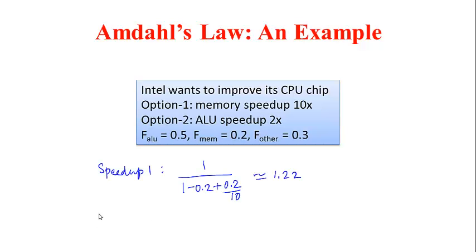If we do the arithmetic, we will find that the speedup in the first case is about 1.22, which is 1 over (1 minus 0.2 plus 0.2 by 10), and in the second case it would be 1 over (1 minus half plus half by 2), which is the factor of speedup here, and this would be 1.33. So clearly the second option is better. So we see that even though the first option gives a factor of 10 speedup, this speedup is only for a small fraction of executed instructions. So overall the second option for speedup is the better one.